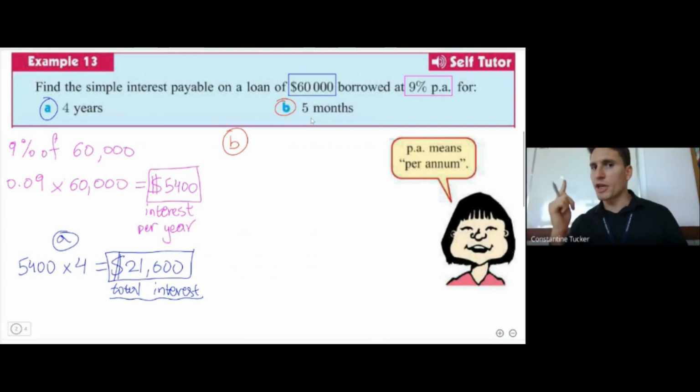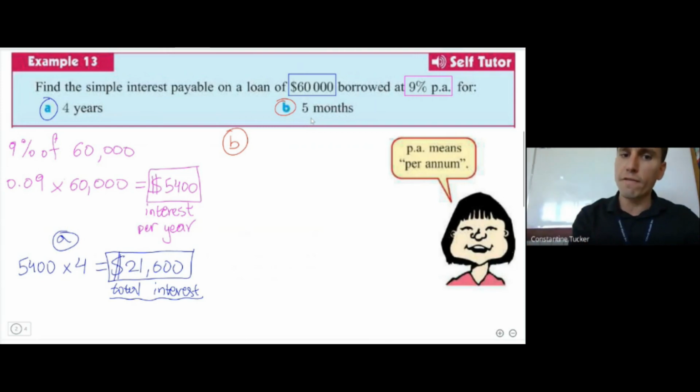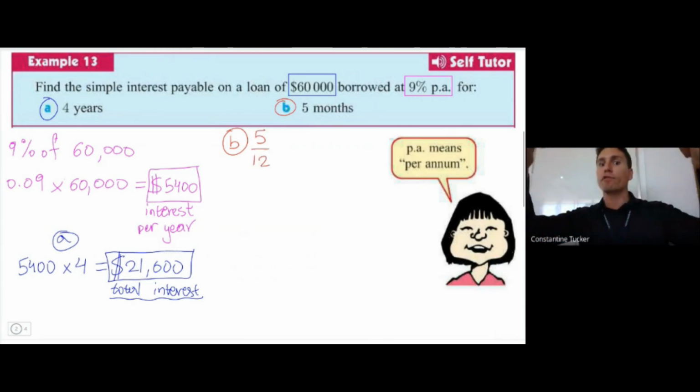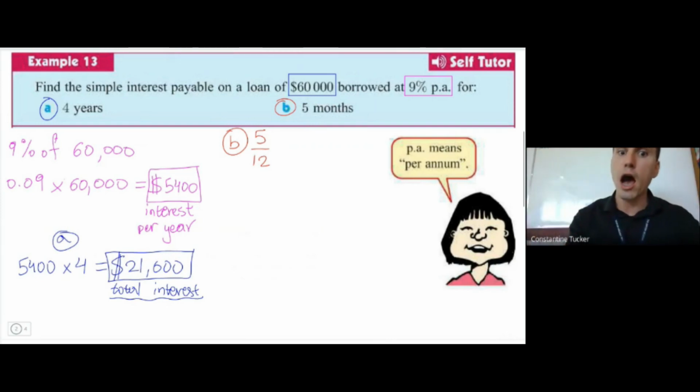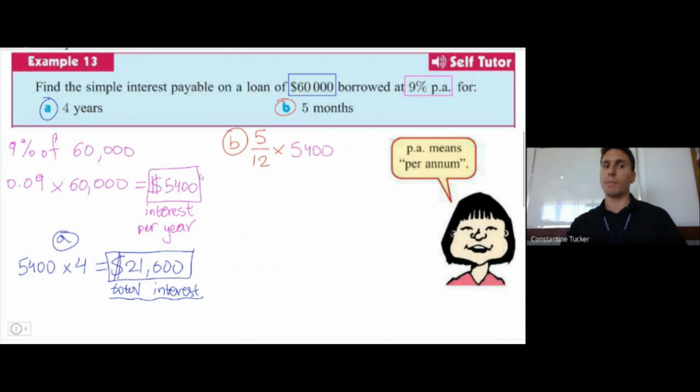We know that in 1 year we have 12 months. Now 5 out of 12 is what we need here. So it's 5/12 of how much we would pay per year. So 5/12 times 5,400, because we know in 1 year we pay 5,400. So what would be 5 months? Well, it would be 5 out of the 12 months of 1 year. So it's 5/12. 1 year has 12 months, right?